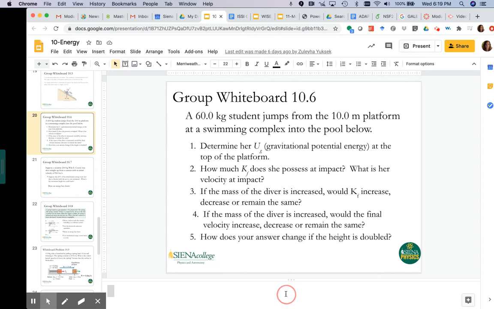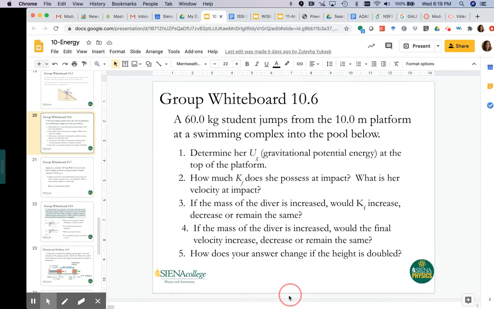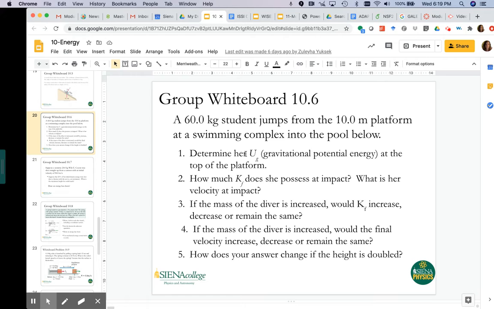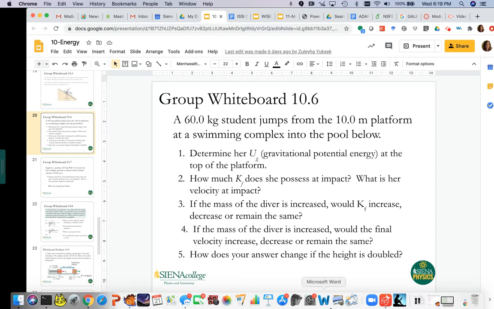Hey, we're going to do whiteboard problem 10.6. So we have a 60 kilogram student who jumps from a 10-meter platform at a swimming complex into the pool below. First we want to find her potential energy at the top of the platform, then her kinetic energy just as she reaches the water, and the velocity. Okay, so let's do those first.